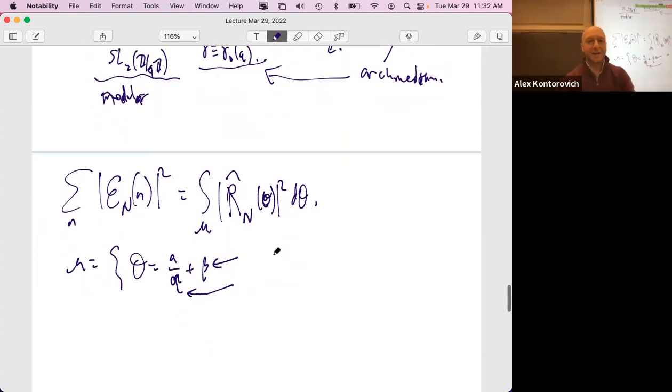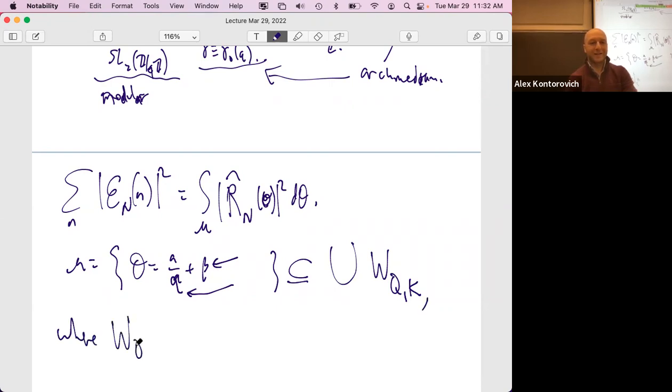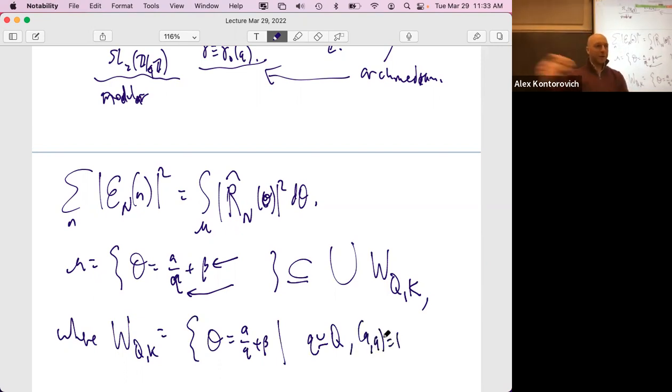So let me write it like this. These major arcs are covered by unions of things, let's call them W_{Q,K}, where I want to collect W_{Q,K} for parameters Q and K. W_{Q,K} will be the set of all theta equal to A over q plus beta, where q is of order Q, in other words between Q and Q over 2, A is co-prime to q, so A ranges from 1 to q, right, we're in the circle, and beta is of order K over N.